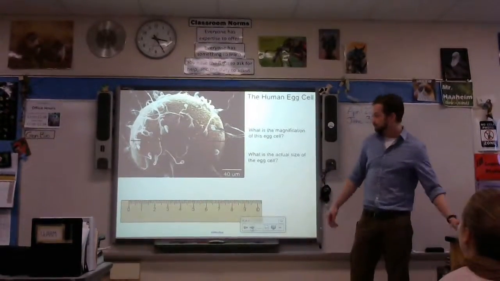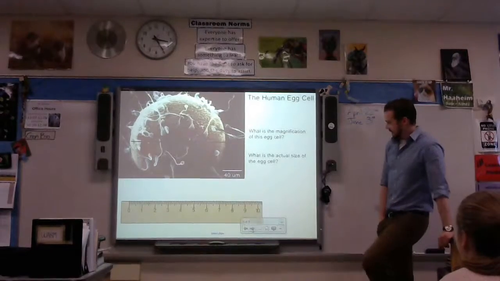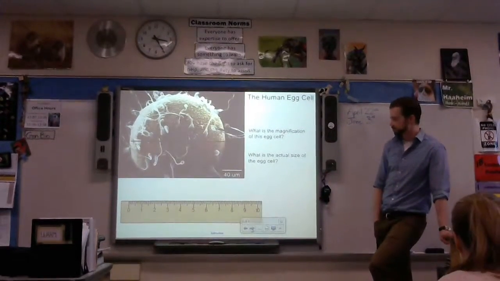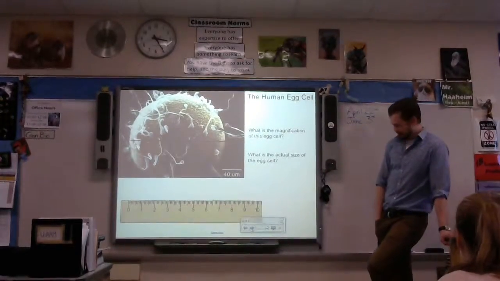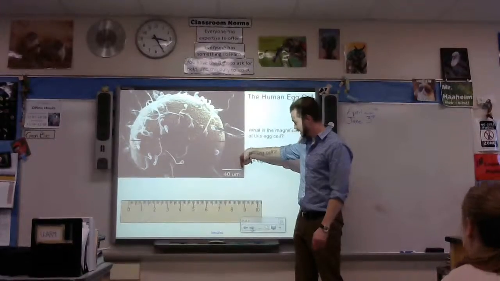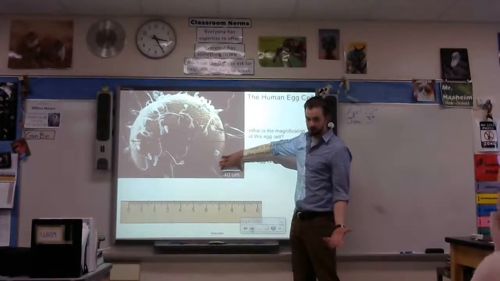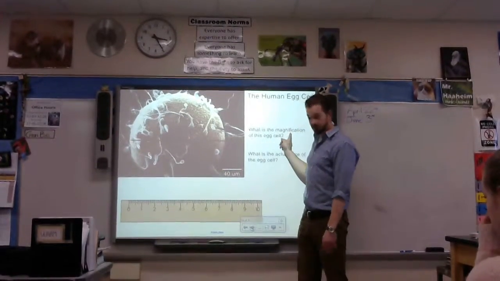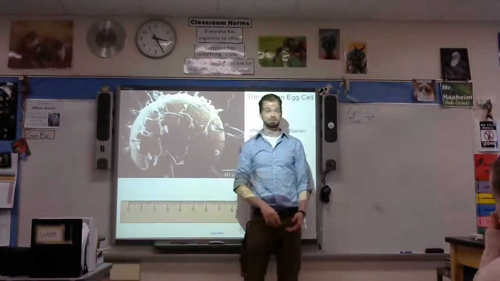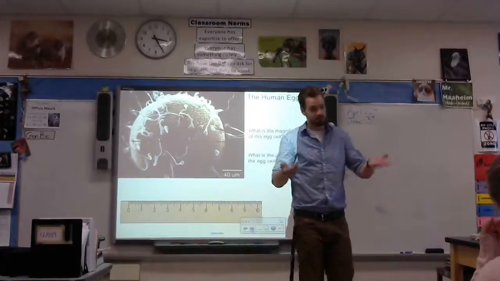Here's an example. What is the magnification of the egg? What is the actual size of the egg? You need to find one of them first. Which one? Magnification. Yeah, magnification. 40 micrometers right there. So you measure it on the page, see how much bigger than 40 micrometers it is. That gives you the magnification. Then using that, you measure the egg, and then divide it by magnification. You get the answer.